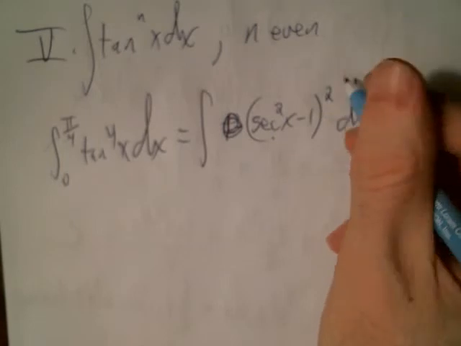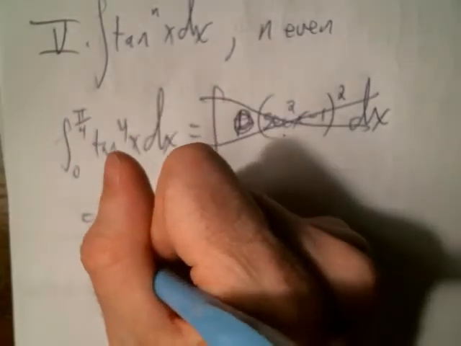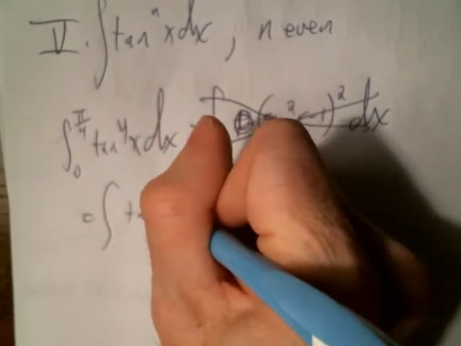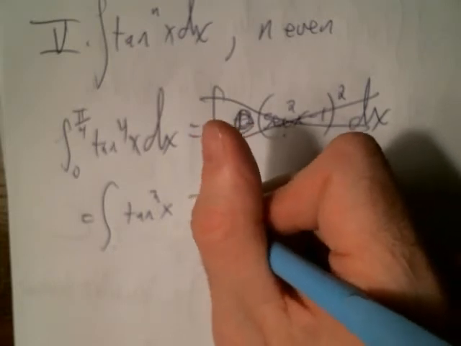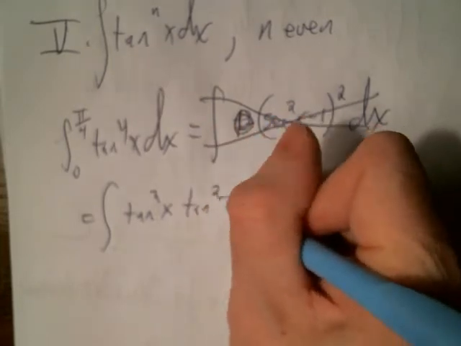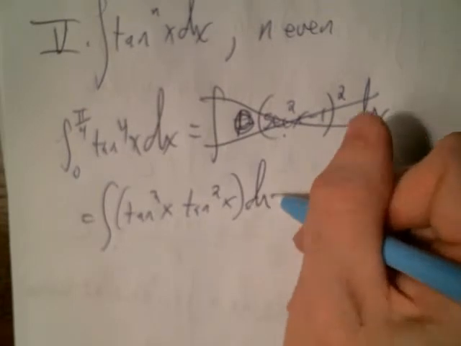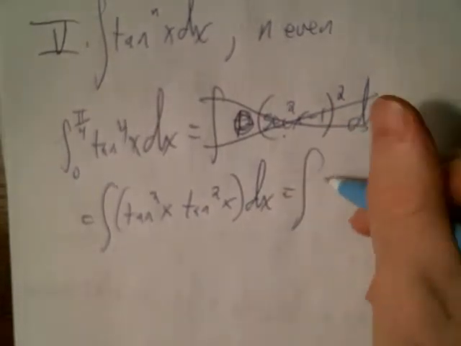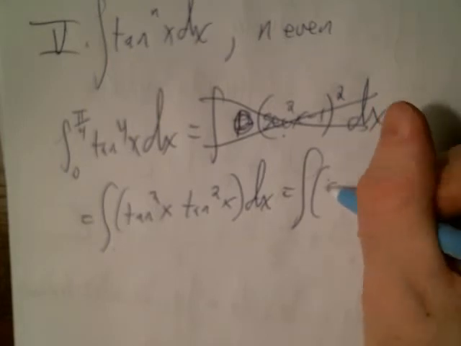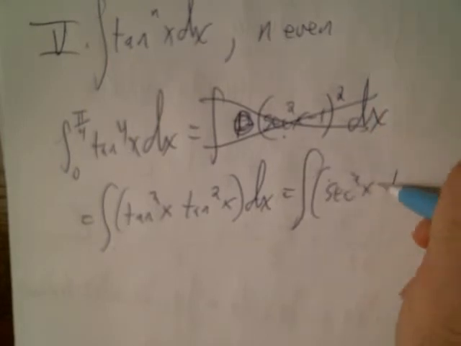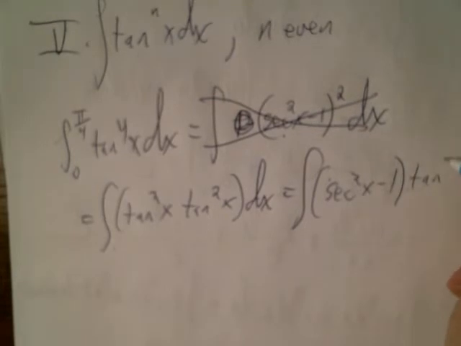But we're not going to get something that's useful, right? So, oh, can't do that. What else could we do? Let's split it up into tan squared x times tan squared x, and that's going to get the job done for us. So it's the integral of tan squared x is secant squared x minus 1, and then we have this tan squared x dx, and then distribute this thing.